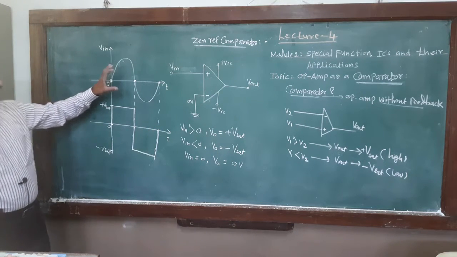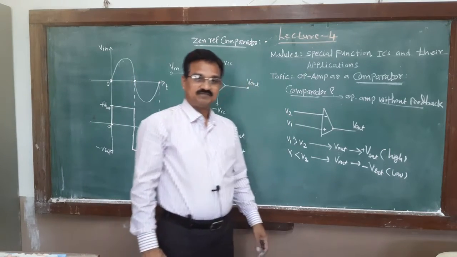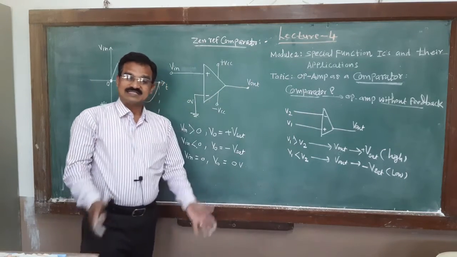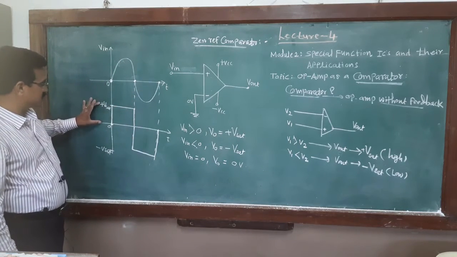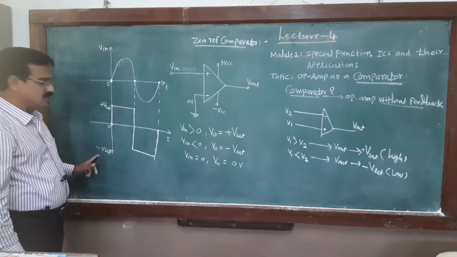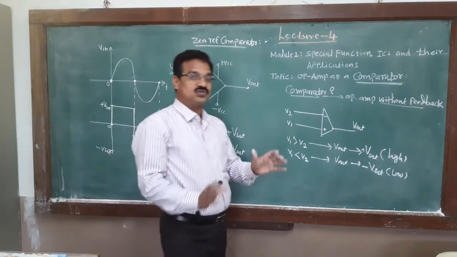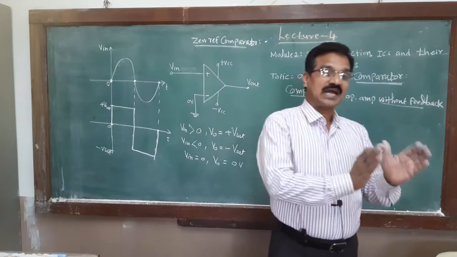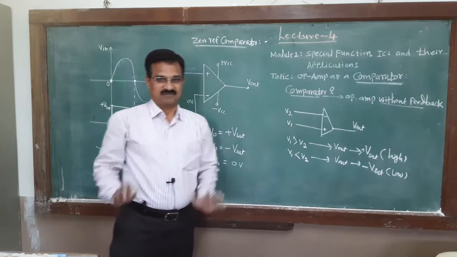When the sine wave is given to the comparator, its output is a square wave with maximum amplitude plus V saturation and minus V saturation. The zero reference comparator is also called a sine to square wave generator or sine to square wave converter.